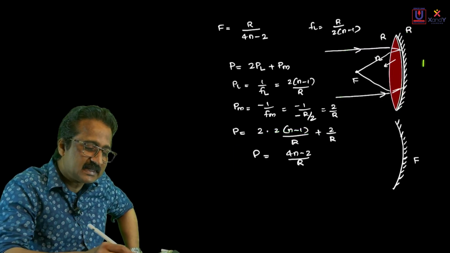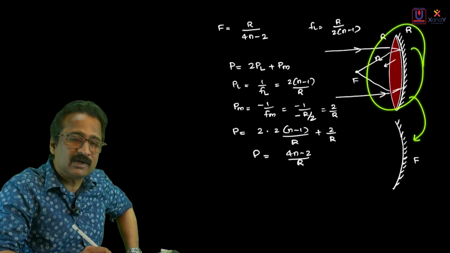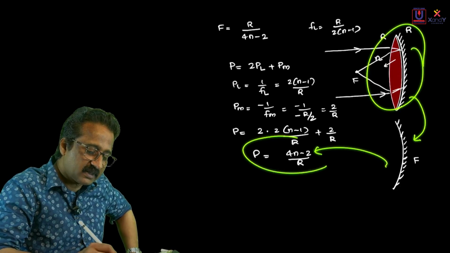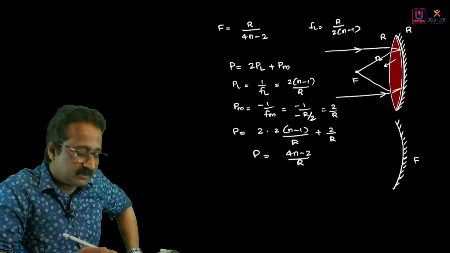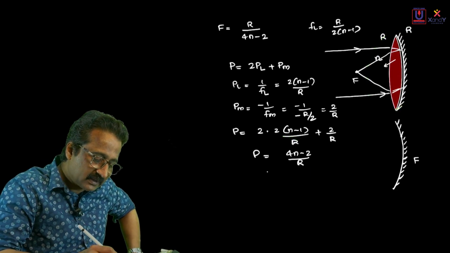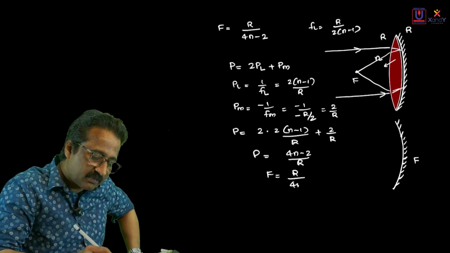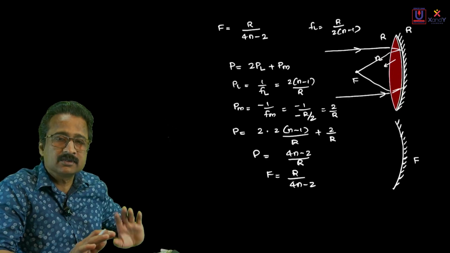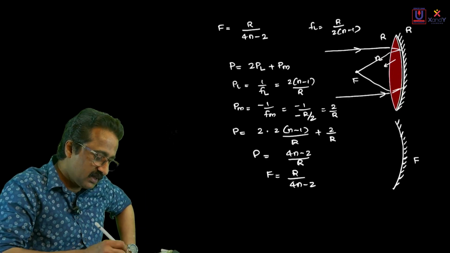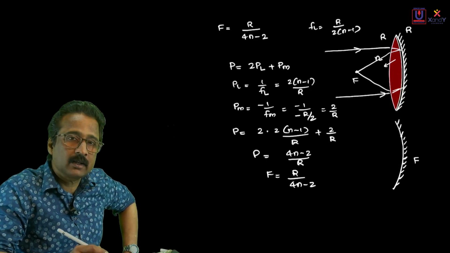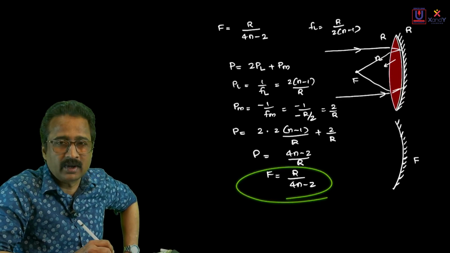The fact is that this device will function as a concave mirror whose power is given by this expression. That's power. Now, if you want to find the focal length, of course, focal length is the reciprocal of the power. That is r by 4n minus 2. Okay, so that's the story of that equation. Anyway, you must get it by heart. That is what I advise. So this is the equation for focal length.